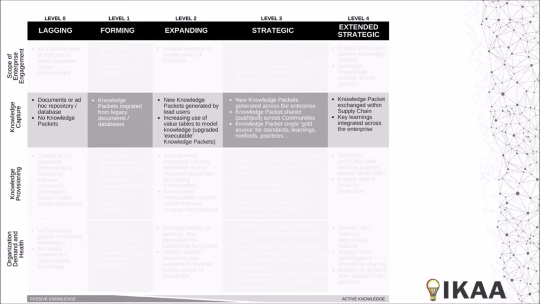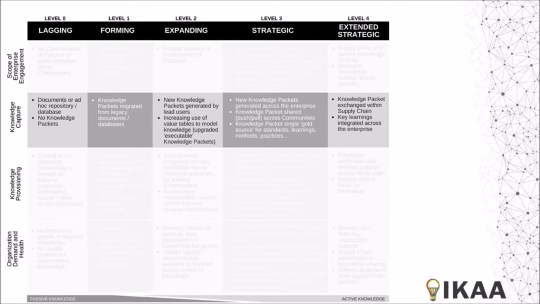The next organizational feature is knowledge capture. At level 0, there's no formal recognition of active knowledge or knowledge packets. Any captured knowledge exists in an ad hoc repository or documents with no real strategy for ensuring the application of that knowledge. As Knowledgeware begins to take hold, the organization converts its ad hoc knowledge into active knowledge packets.